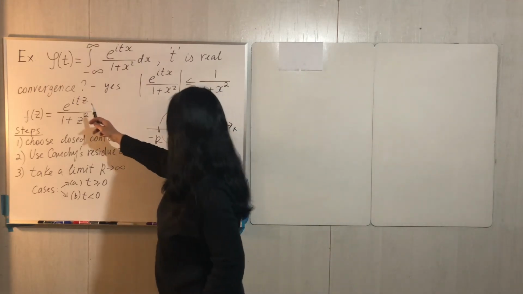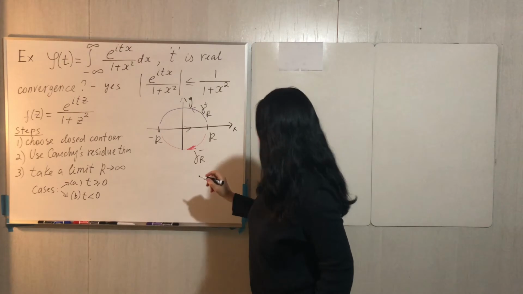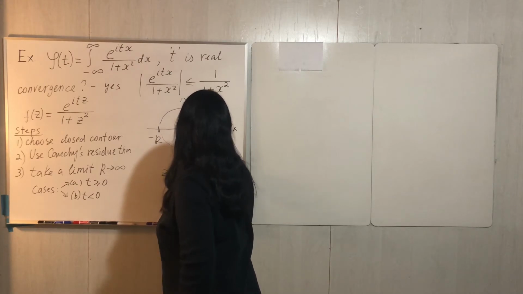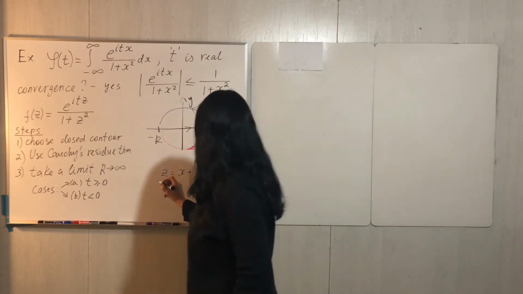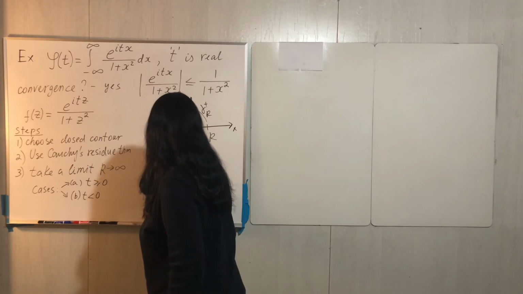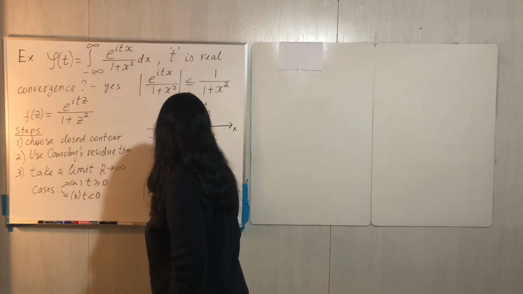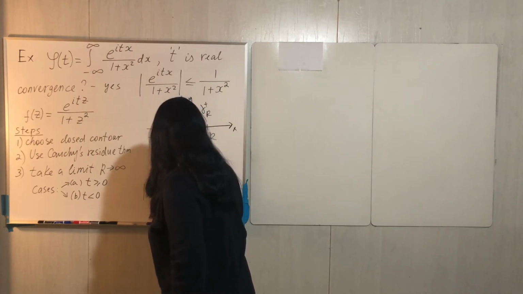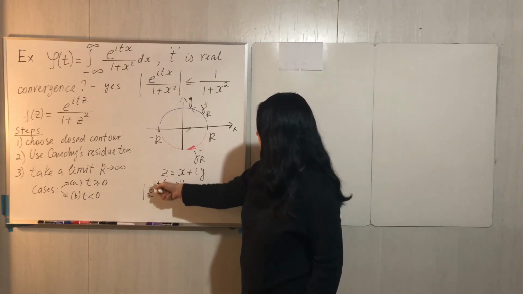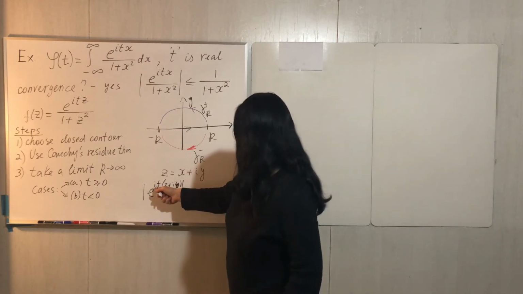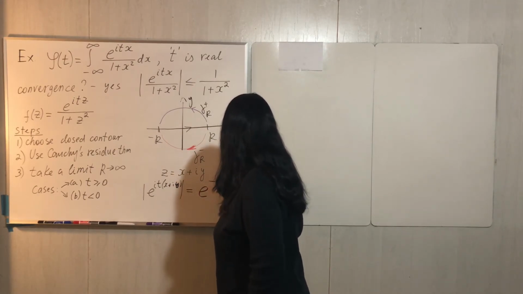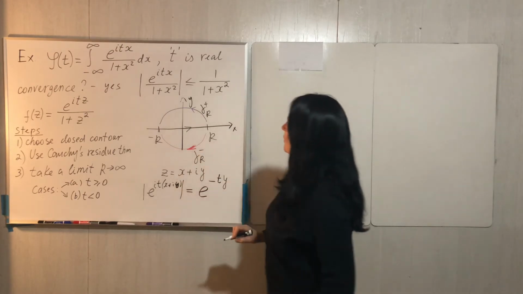It depends on our function, on the parameter t. Let's see what happens. If we take z to be x plus i y, then if we look at the modulus of e to the i t z, which is x plus i y, when we distribute it, there is just the oscillating part, so the modulus would be i times i, negative i, so the modulus would be e to the negative t y, right?